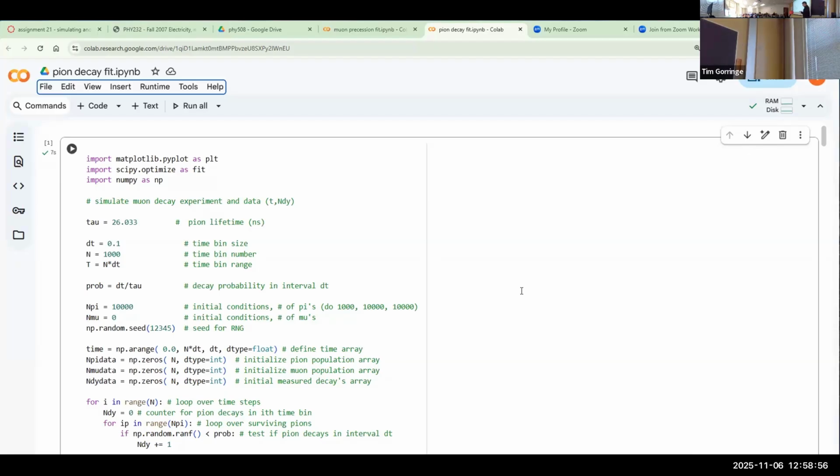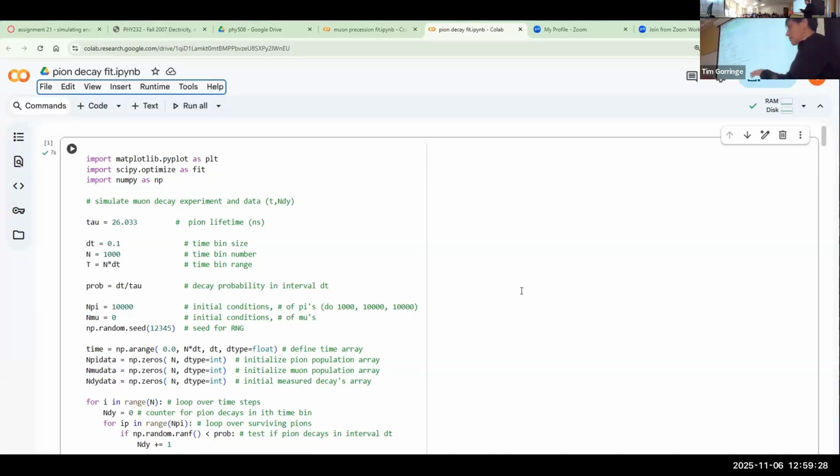Okay, so as an example of a fit, I've taken an example of fitting for the lifetime of a pion, a fundamental particle. The example I gave was fitting of the lifetime of a muon, another fundamental particle. But both of their lifetimes have been measured by measuring their decay products, and both have been measured accurately. The muon more accurately than the pion, but I'm taking the pion as an example here.